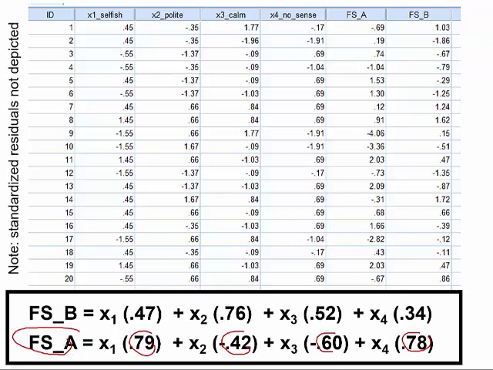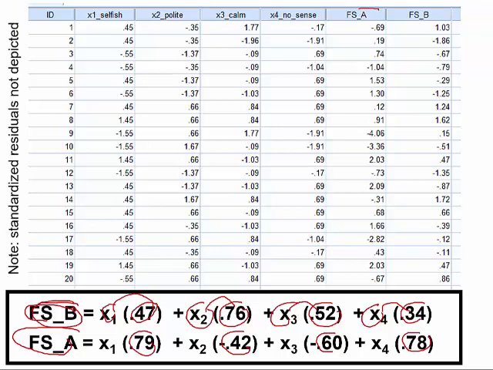And now we're going to create factor score B. The weights we get when we calculate factor score B are the weights that will maximize the extent to which factor score B explains variance in those residuals, the residuals of x. The weights we get are 0.47 for x1, 0.76 for x2, 0.52 for x3, and 0.34 for x4. So to create factor score B, I will take x1 times 0.47, x2 times 0.76, x3 times 0.52, x4 times 0.34, and I will get a score for factor score B.